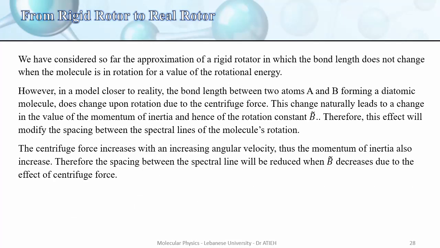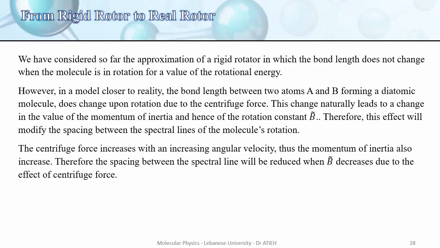Up till now, we have only considered a rigid rotor. What is a rigid rotor? A rigid rotor is a diatomic molecule in which the bond length is constant. It is considered constant while the molecule is rotating. But this is not true if we are considering a real rotor.